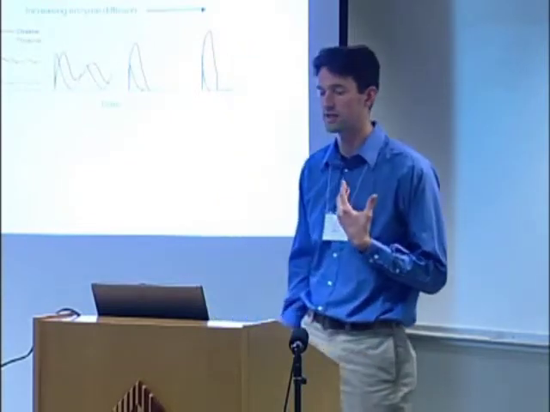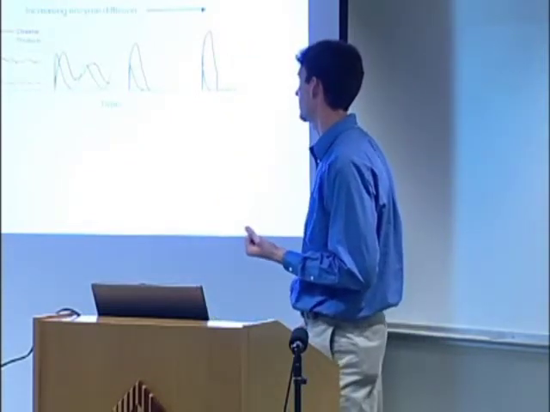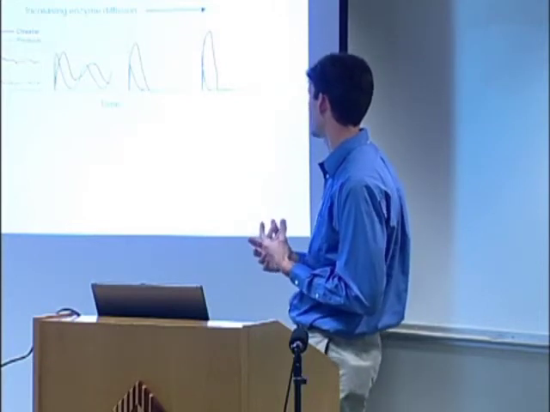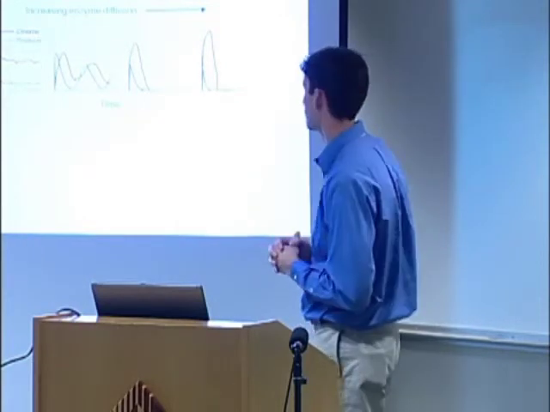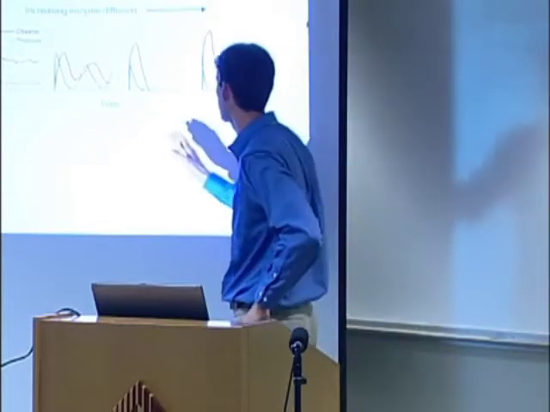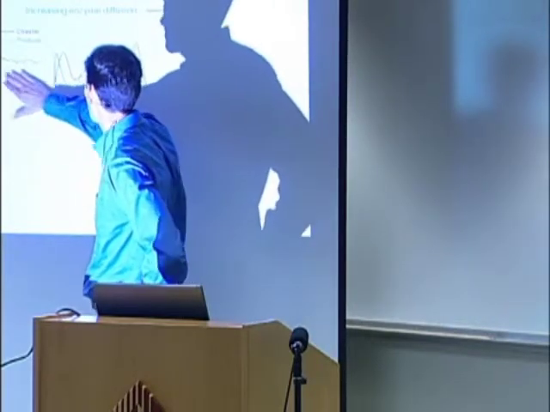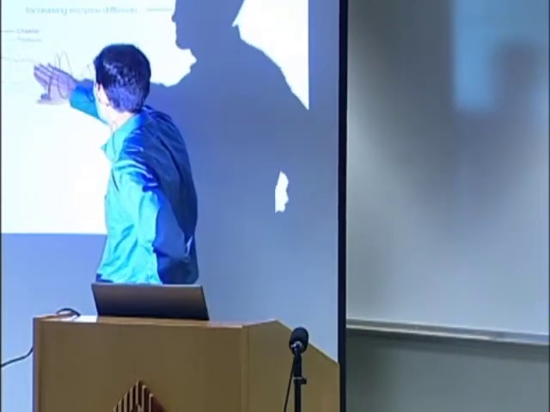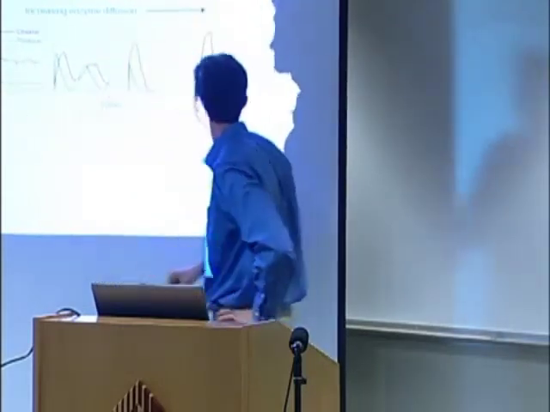Okay, so let's look at some of the dynamics that occur when we have cheaters present in the population as well as the enzyme producers. This is a result that echoes what we've heard before about the effect of spatial structure and the effects of kin on the success or the coexistence of these different types. So basically, if we have low rates of enzyme diffusion, we ultimately see coexistence between the cheater and producer populations. The red line is the population size of cheaters, the black line is the producers.